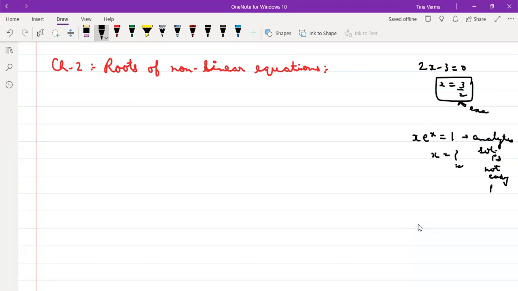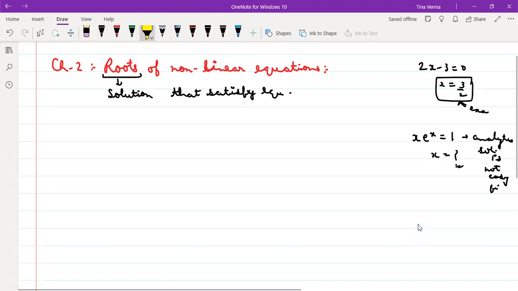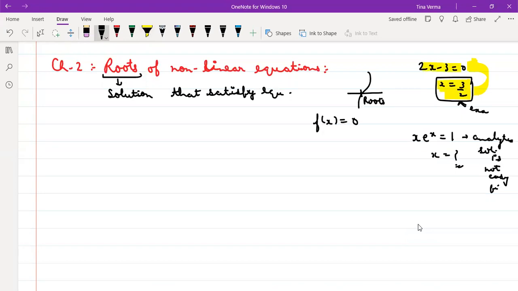So for that, we can go for the approximate solution. Here, roots means the solution that satisfies the equation. Like I have given 2x minus 3 equal to 0. So x is equal to 3 by 2 is the root, because when I substitute x is equal to 3 by 2 in this, then this equation will be equal to 0. So that means the root. Root means basically when you have any function that cuts your x-axis, that is your root. So if you have any function f of x equal to 0, and I have to find x, this will be called the root of the function.